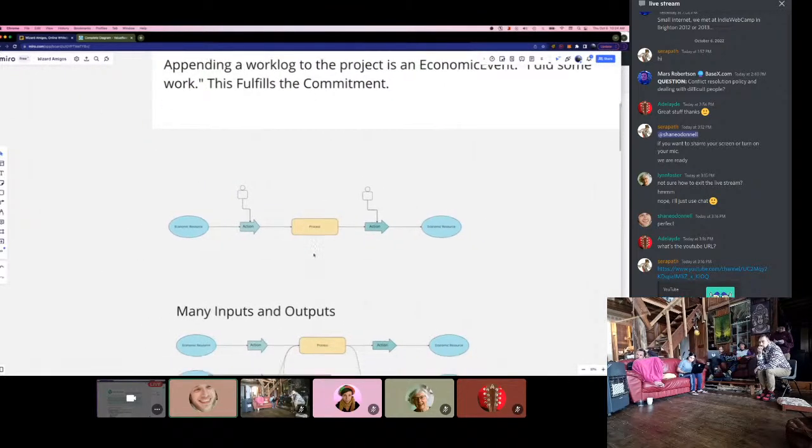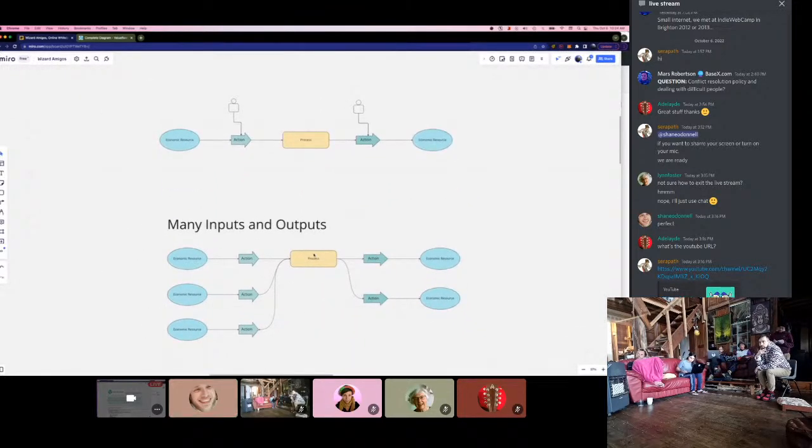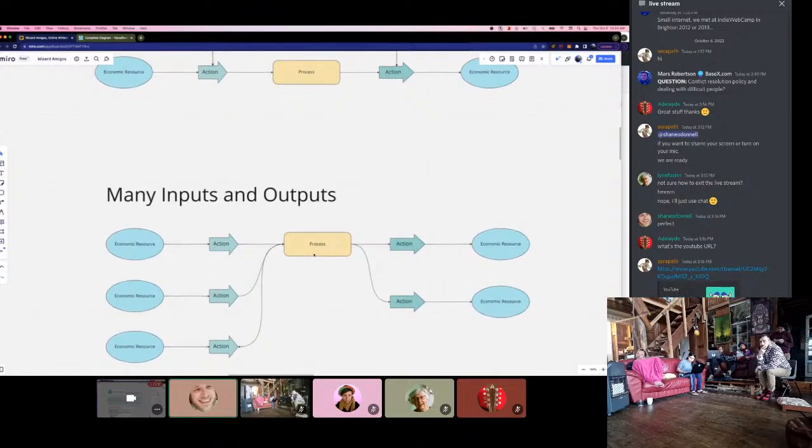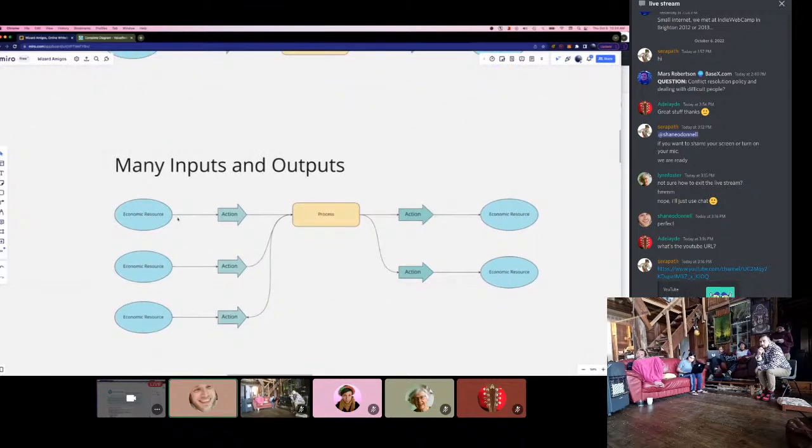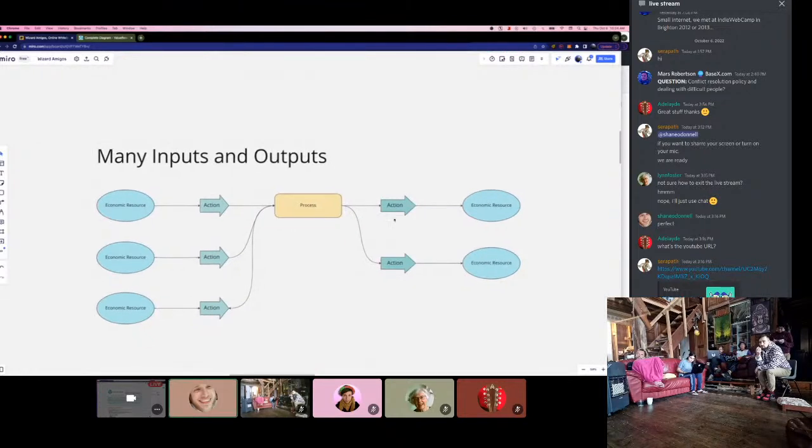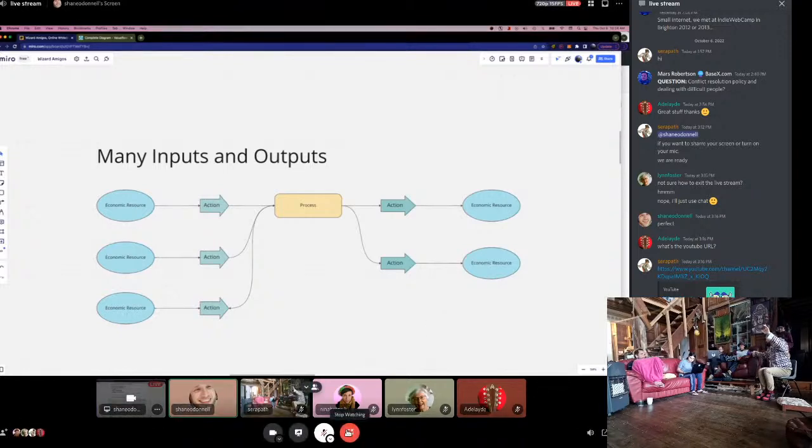These can be chained together, or not chained together, but they can be in parallel, so a bunch of inputs and a bunch of outputs. A classic example in Valueflows is baking a pie. Economic resources on the input might be flour, apples, sugar, eggs. A process might be baking the pie, and some outputs might be a baked pie and some organic waste that's going to go into the compost bin, for example.